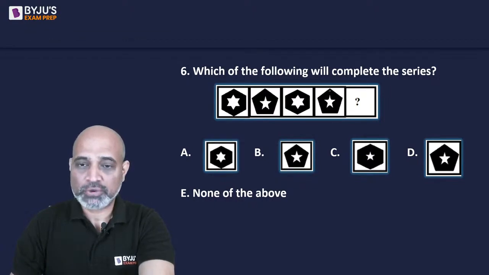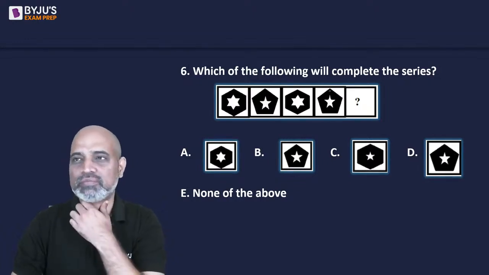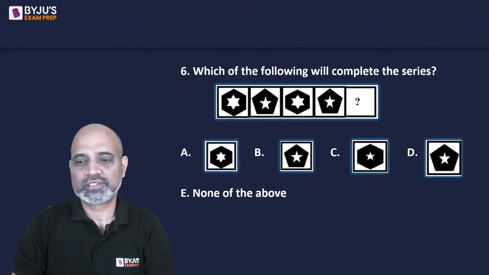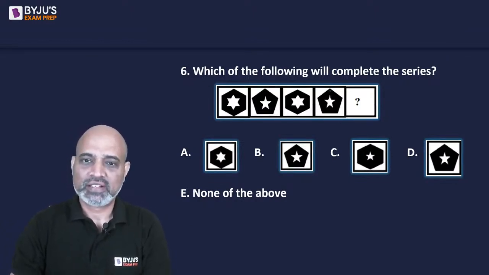How many marks are required for 95 percentile? 95 percentile, I think you will get a score of around 106, 107 marks. 120, 125. 95 बोला उसने, 99 नहीं बोला. For 99, you need 120 plus.